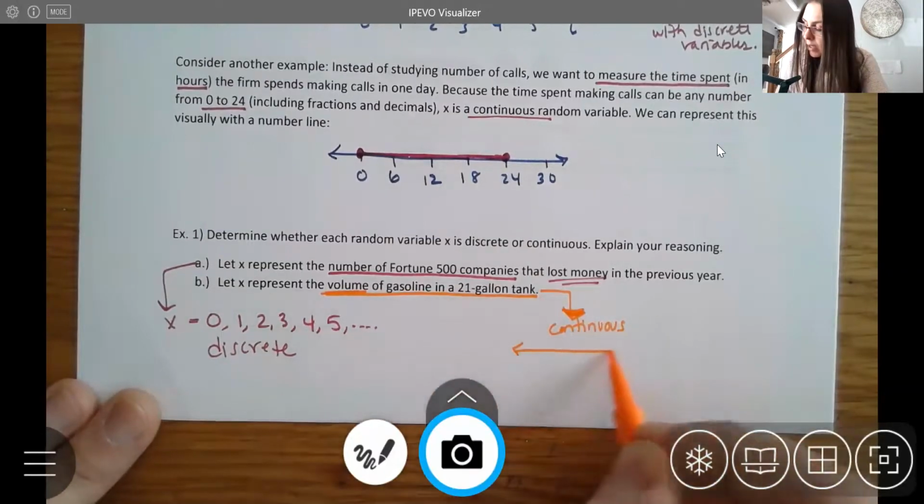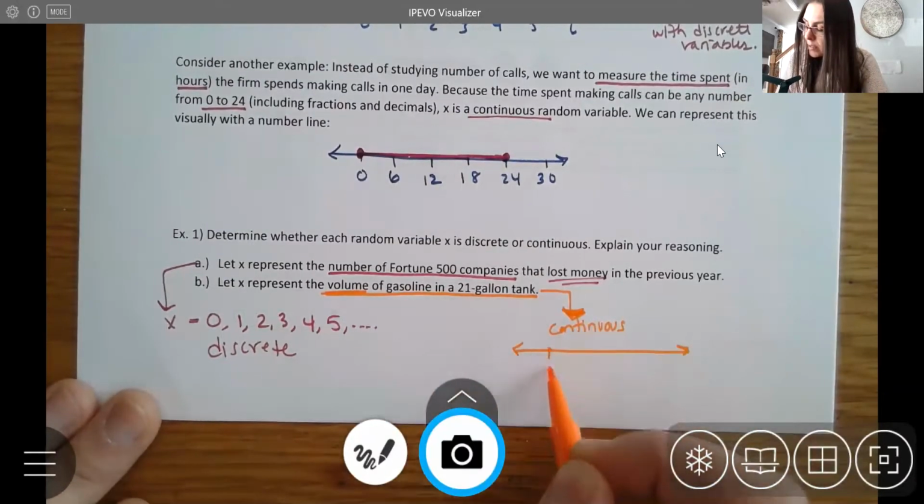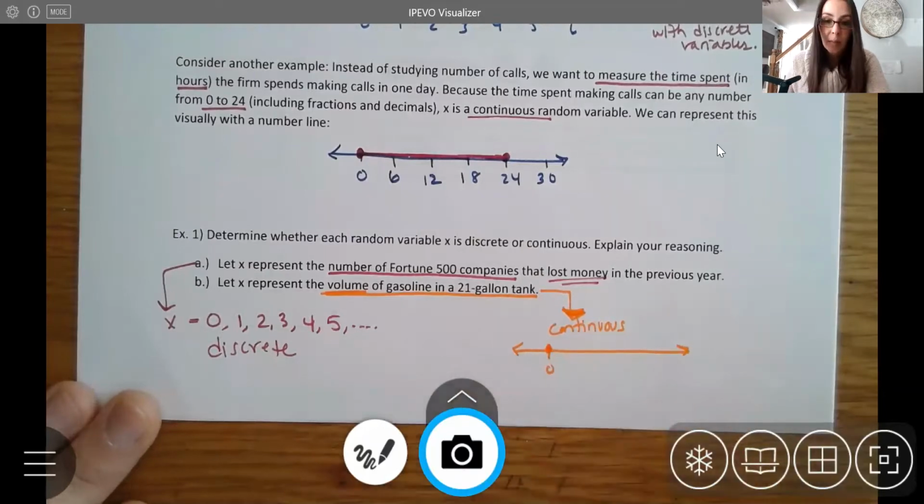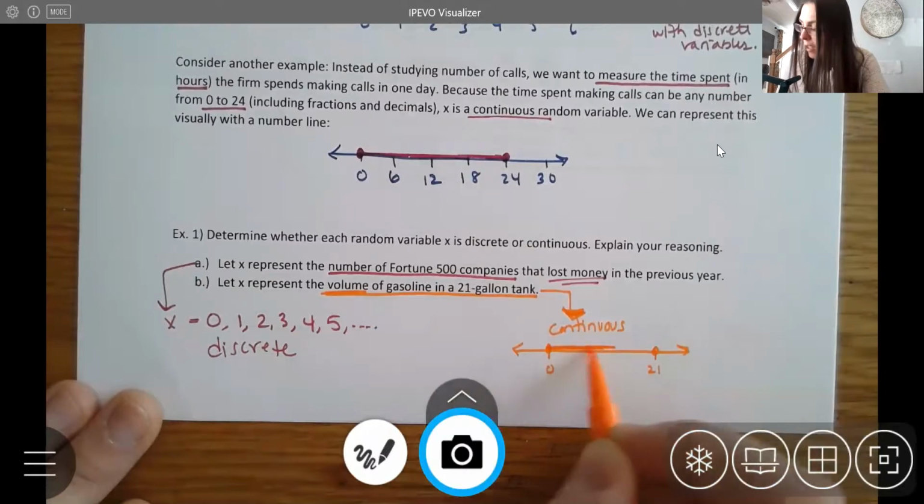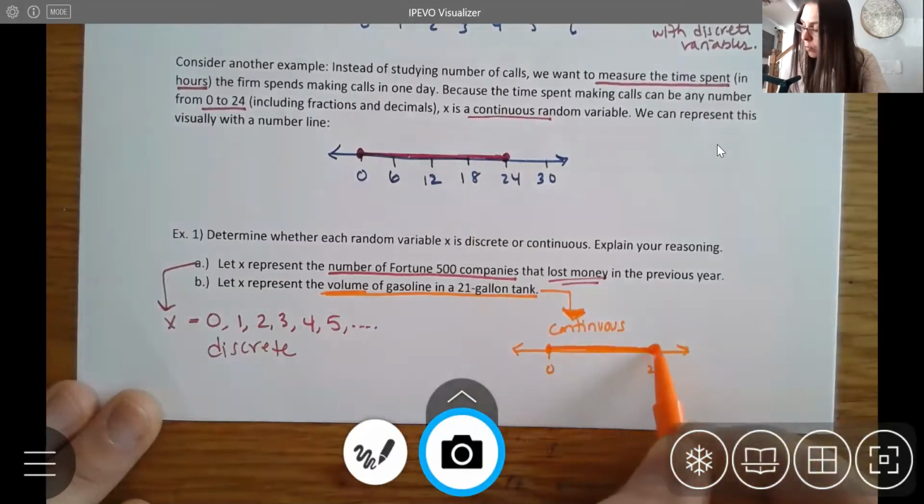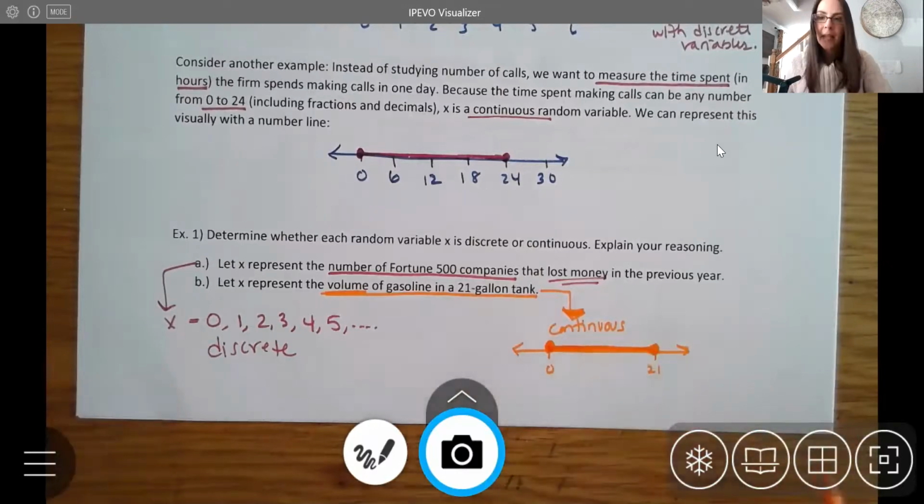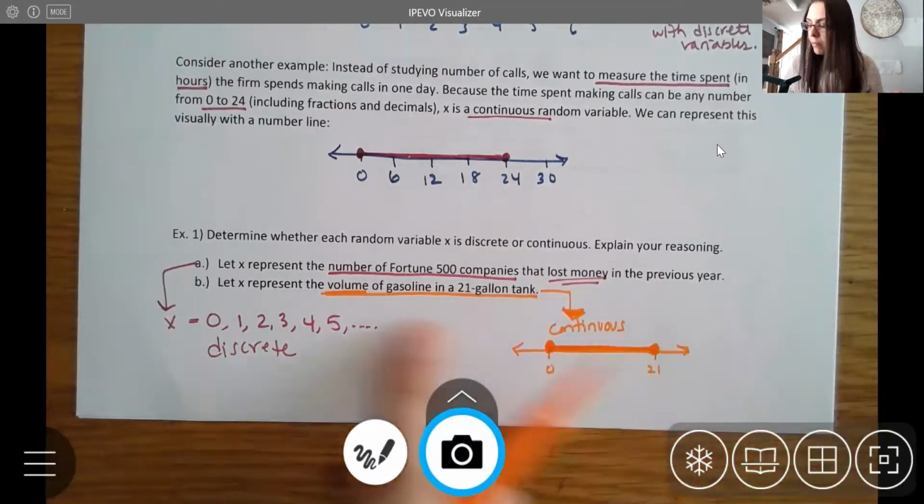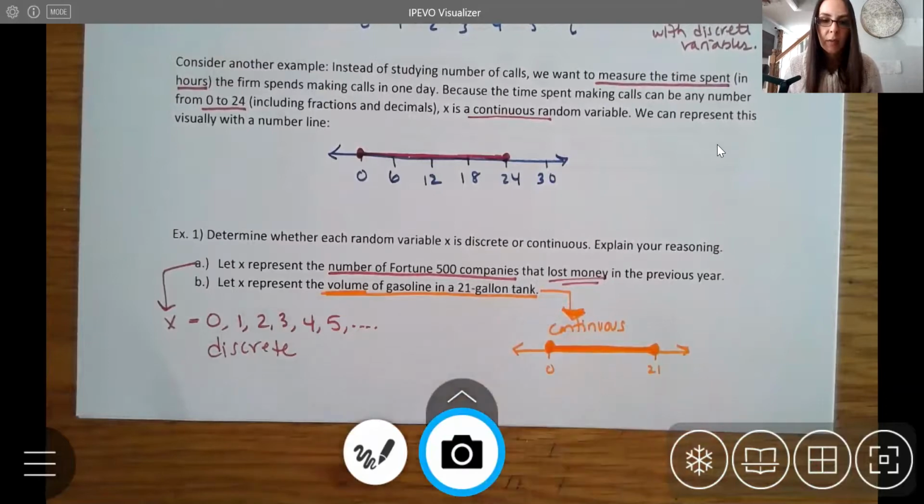So if you have your number line here, theoretically, we could go from 0 gallons, so your gas tank is completely empty, up to 21 gallons, meaning it's completely full, and anything in between would be okay. So we could consider fractions and decimals. I know when I fill up my gas tank, very rarely do I get an exact number of gallons, right? So it's always like some decimal in there. So we can definitely measure our volume here. So we have continuous data.